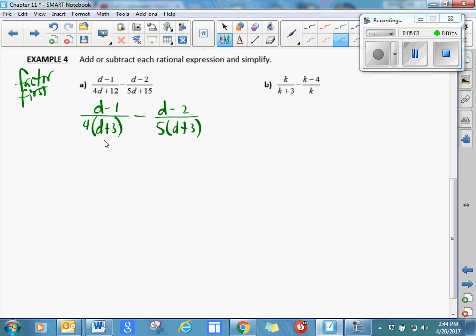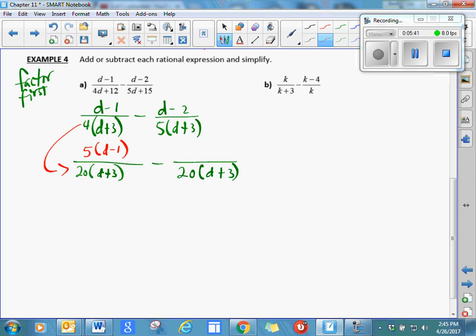So our common denominator has 4 and 5 both have to go into it, so that would be 20. And d plus 3 has to go into it. So d plus 3 is going to be part of our common denominator, but we only need one d plus 3. So our common denominator is going to be 20 times d plus 3, and 20 times d plus 3 over here. How can I get there? How can I multiply 4 times d plus 3 and get to 20 times d plus 3? Multiply times 5. How can I get from 5 times d plus 3 to 20? Multiply by 4.